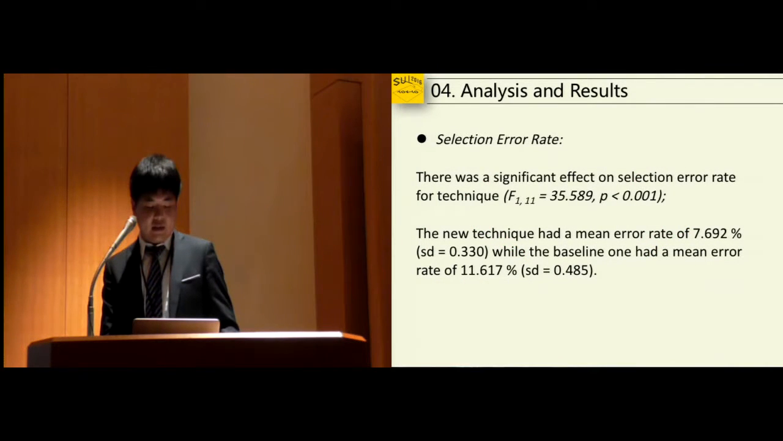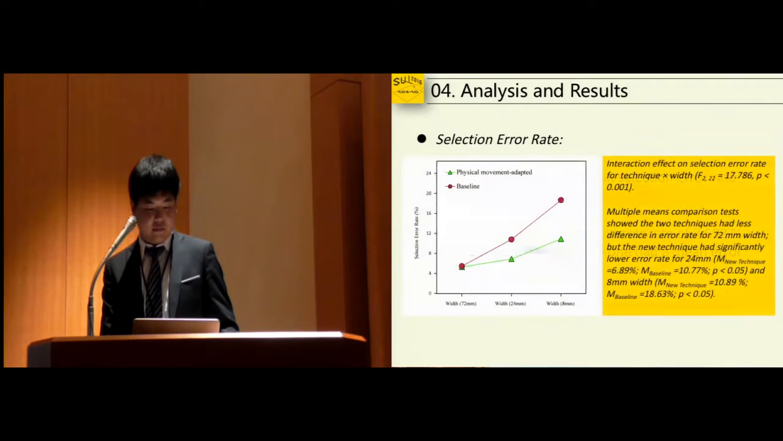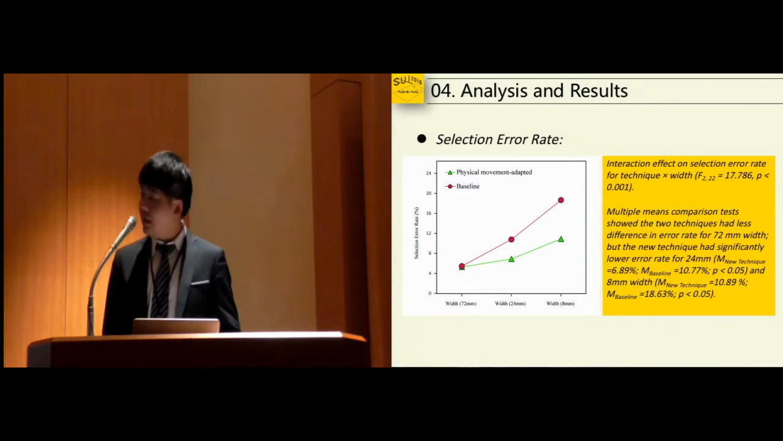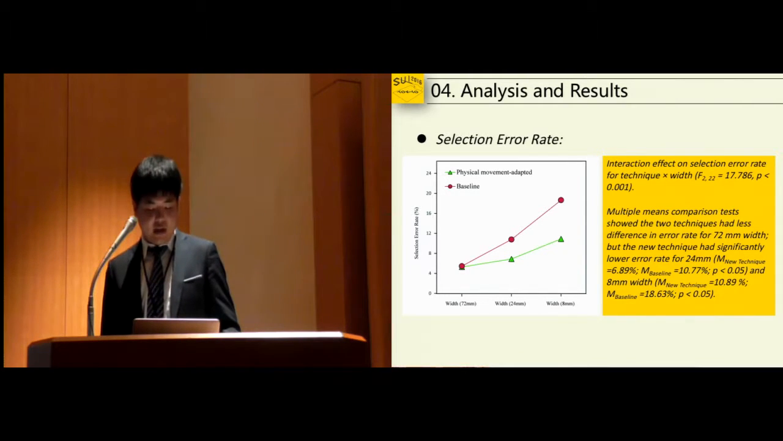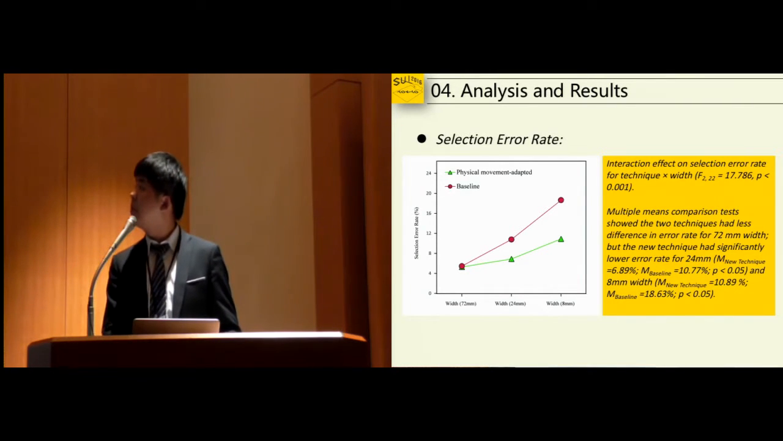Then we analyzed the selection error rate results of the two techniques. Overall, the new technique has a far lower selection error rate than the baseline PA technique. This picture shows the interaction effects between technique and the target size factor. The results show that the new technique has more obvious advantages on selection accuracy in smaller targets.